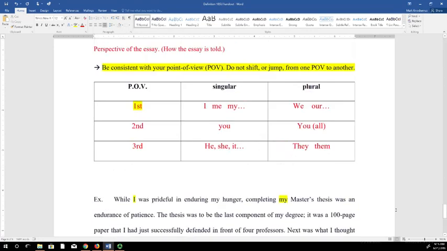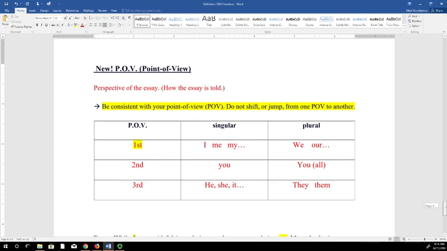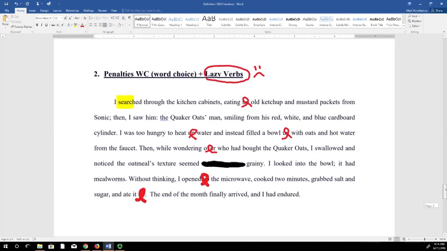So again, this is something new. Point of view. So please remember, in your definition essay, you don't want to shift point of view. You have to be consistent. You want to stay in first person point of view. So again, please remember, point of view, be consistent first person.